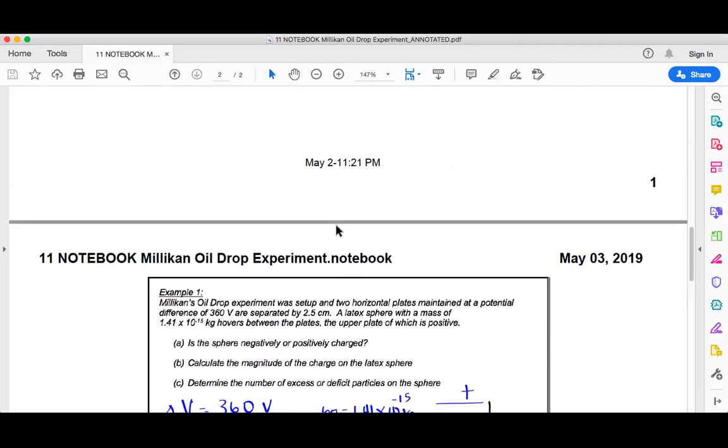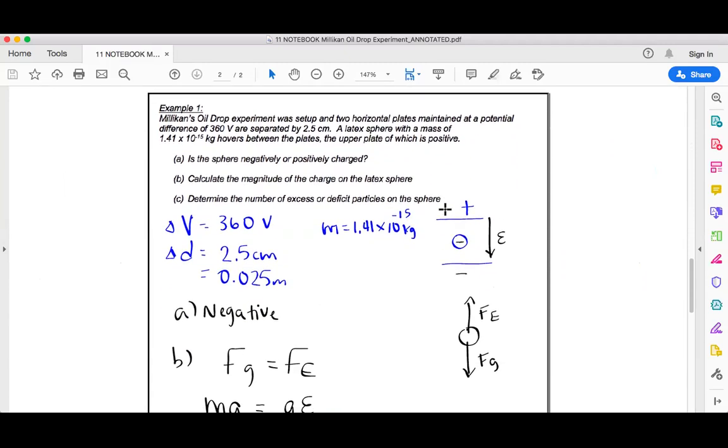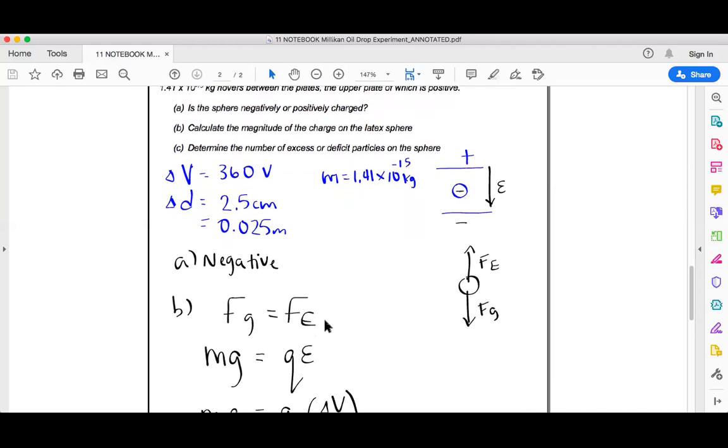Okay, so drawing a diagram first. It's really important that you draw a diagram, or else you won't be able to communicate your thoughts. For A, is the sphere negatively or positively charged? Well, it says the top plate is positive, the bottom plate is negative. Then we draw our sphere, and gravity has to be down towards the center of the earth, as it always is. The only way that there is an upwards electric force is if this droplet is attracted to the positive side. So we know the sphere is negatively charged.